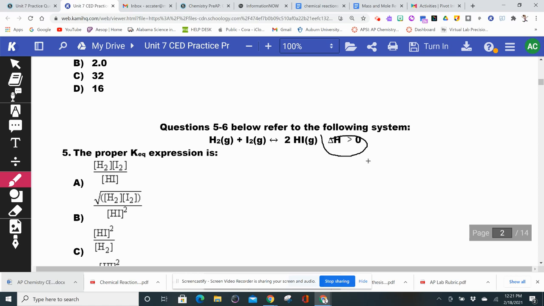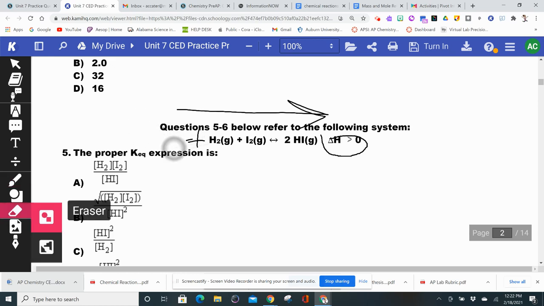Yesterday we looked that up. A delta H that's greater than 0 means that it is an endothermic reaction. If it's endothermic, that means heat is a reactant, and it would go on the reactant side of the equation. So we could write plus heat over here because that's an endothermic reaction. So that would mean if I were to increase the temperature here, that would be like adding heat, and that's going to drive my equation to the right. Okay.